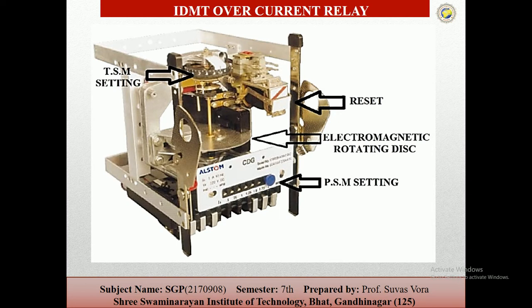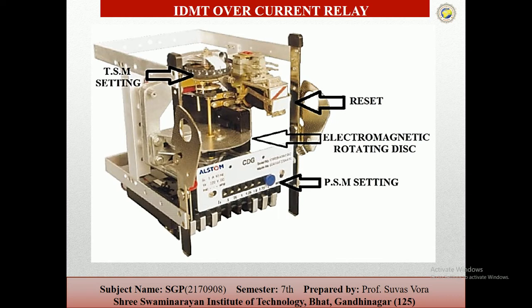The time setting dial is calibrated from 0 to 1 in steps of 0.05 second, but by adjusting only the time setting multiplier we cannot set the actual time of operation of the electrical relay. The time of operation also depends upon the speed of operation, and the speed of the moving part of the relay depends upon the force due to the current in the relay coil.